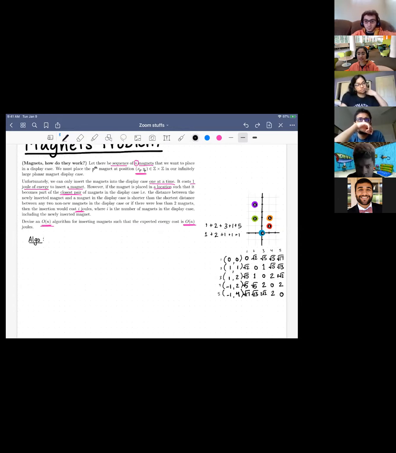Yeah, the coordinates are definitely given. You know where they're supposed to be placed in numbers. Exactly. We don't really have much flexibility here. Just pick a random order.